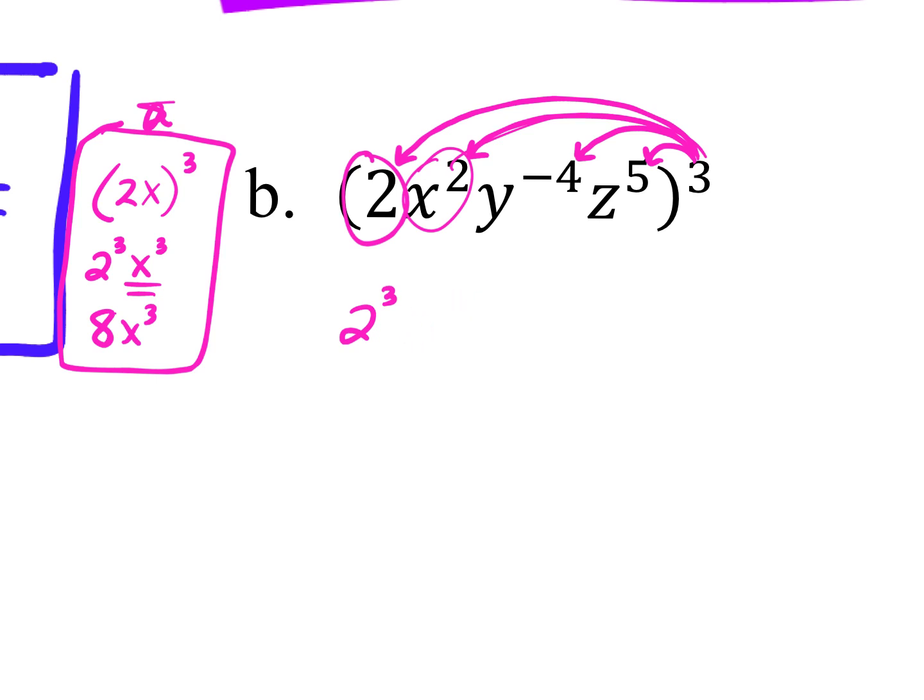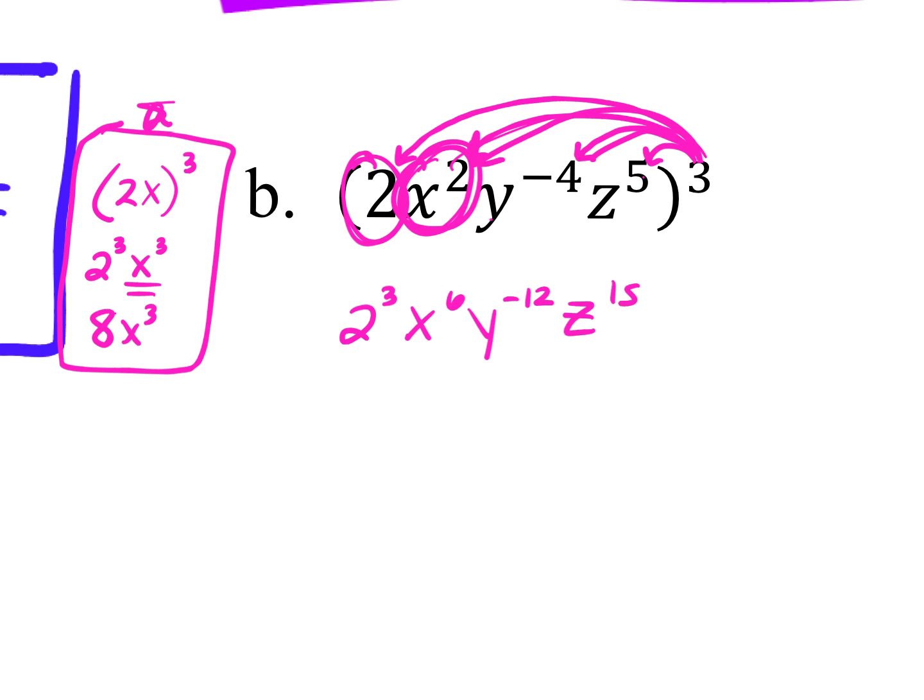Okay, so here's the scoop. We have taken 2 to the third power. What is x squared to the third power? X to the 6th, 2 times 3. What is y to the negative 4th to the third power? Y to the negative 12th. And what is z to the 5th to the third power? Z to the 15th. Okay, are we done?